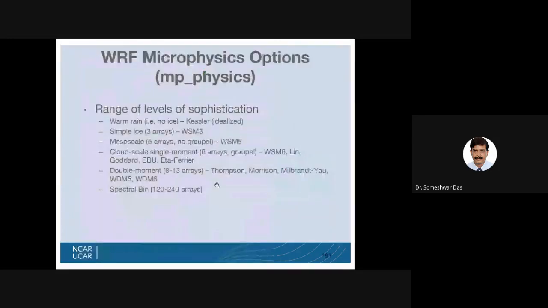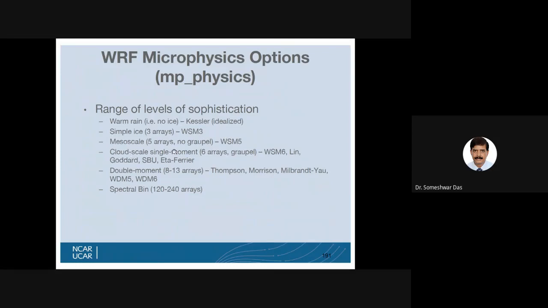The WRF microphysics options are controlled by the mp_physics microphysics option. They range in levels of sophistication. For just warm rain in the tropics, where there is no ice, the Kessler scheme is pretty good. If you want to become slightly more complex, you can use WSM3.